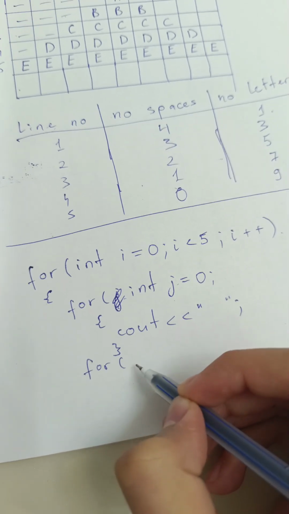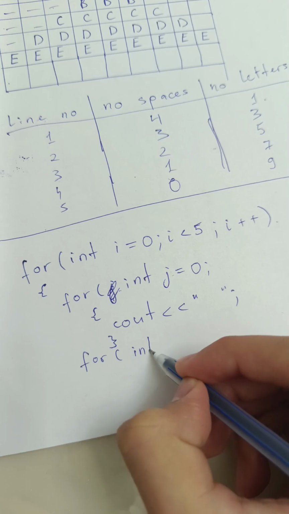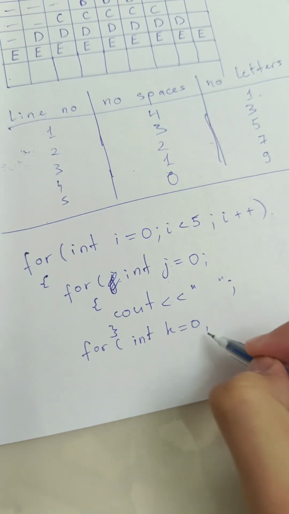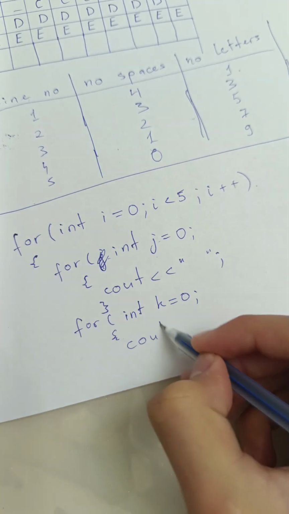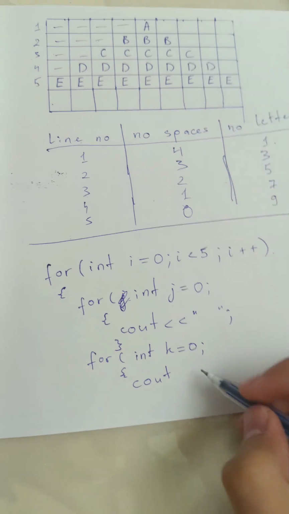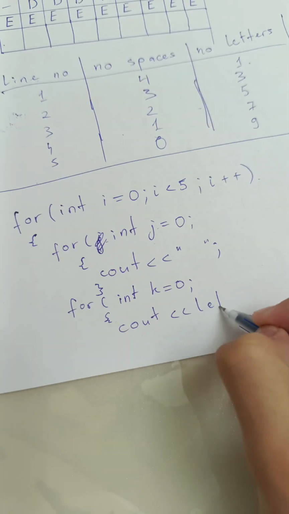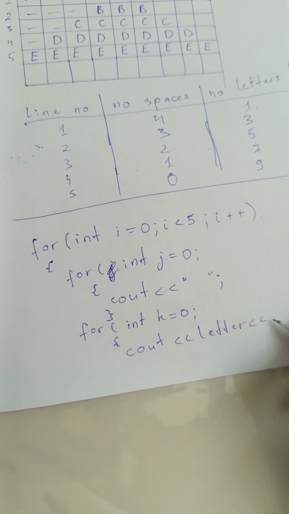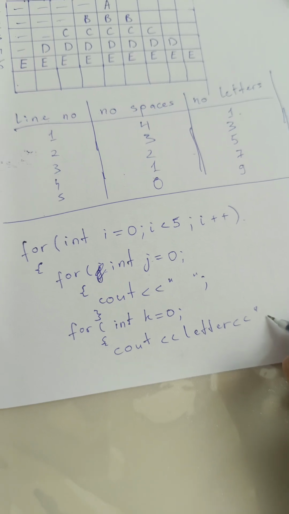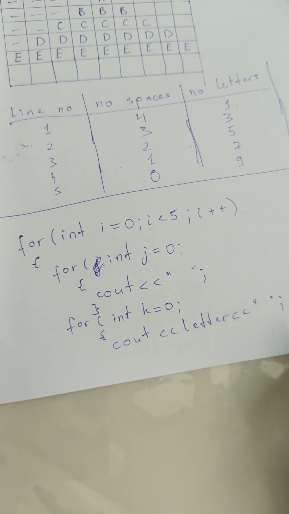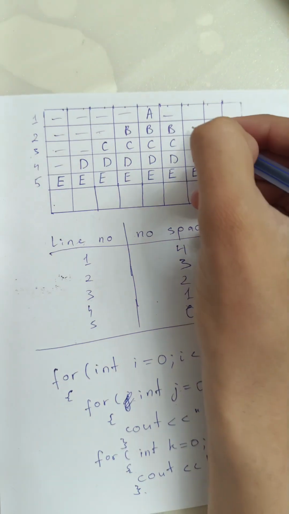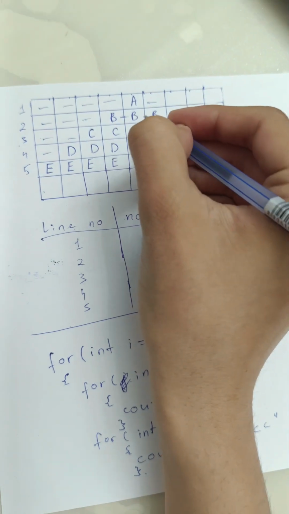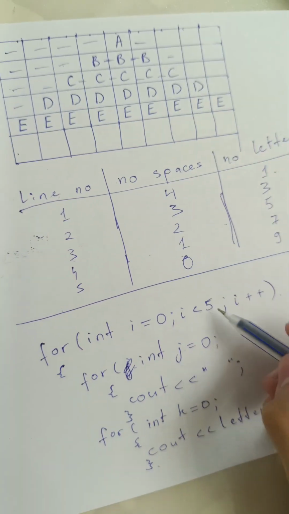For int k equals 0. So cout letter and one more space. Okay, in the loop we're going to add one more space here, so it shows a space in between letters as well. So for the first one, we already made it. We have line numbers, we have 5 lines.